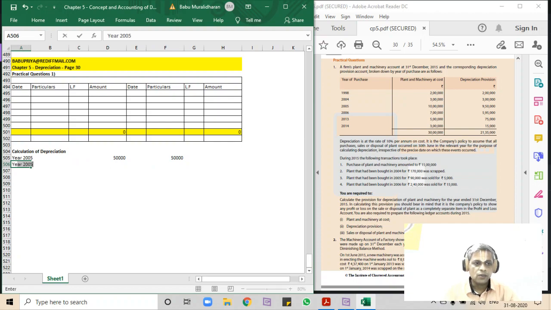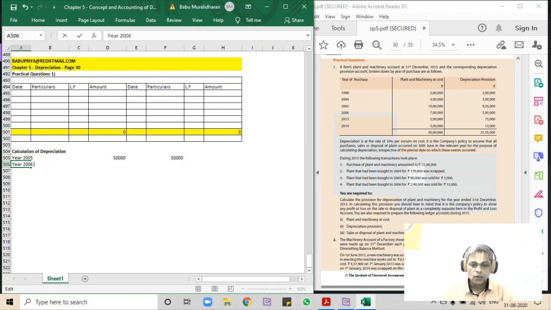Year 2006. Year 2006, there are two components to this. One is plant that has been bought in 2006, 2,40,000, which was sold for 15,000. So total cost of plant is 7 lakhs.